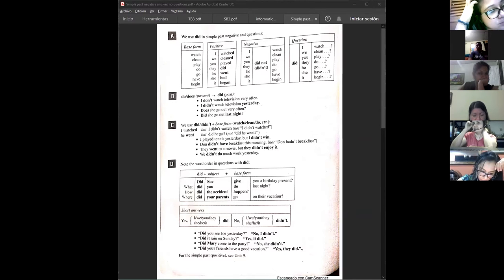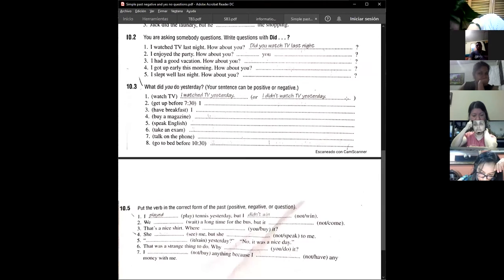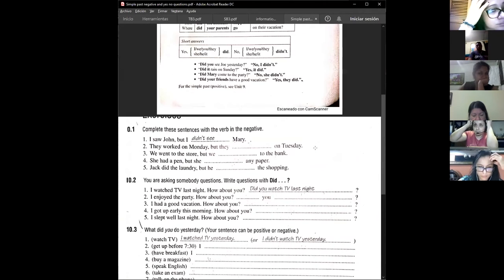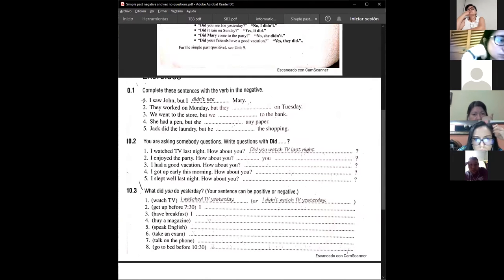Okay, right now what we're going to do is the exercises. There are three pages in this one, two pages for exercises. We are going to work this in the same pairs. And what we're going to do is complete these sentences with the verb in negative. Okay, if you see, the verb in number one is saw. I saw John, but I didn't see Mary.